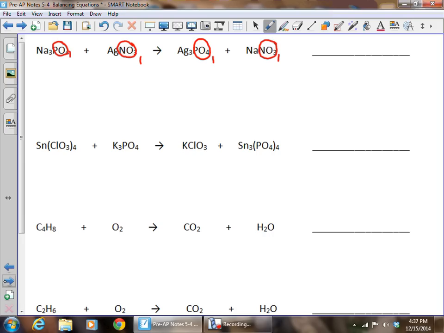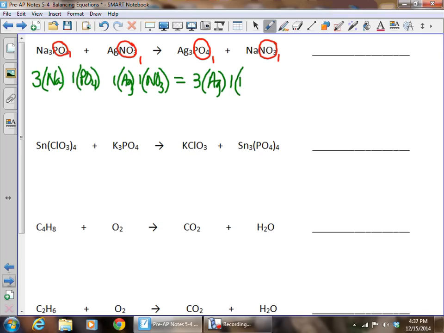When we show underneath it how many of everything we've got, we've got 3 sodiums, we've got 1 phosphate, we've got 1 silver, and we've got 1 nitrate. We've got 3 silvers on this side and 1 phosphate. And we've got 1 sodium and 1 nitrate. Got carried away with my parentheses there. I don't know if I can draw this in. It's not in exactly the right spot. So again, 1 nitrate here.